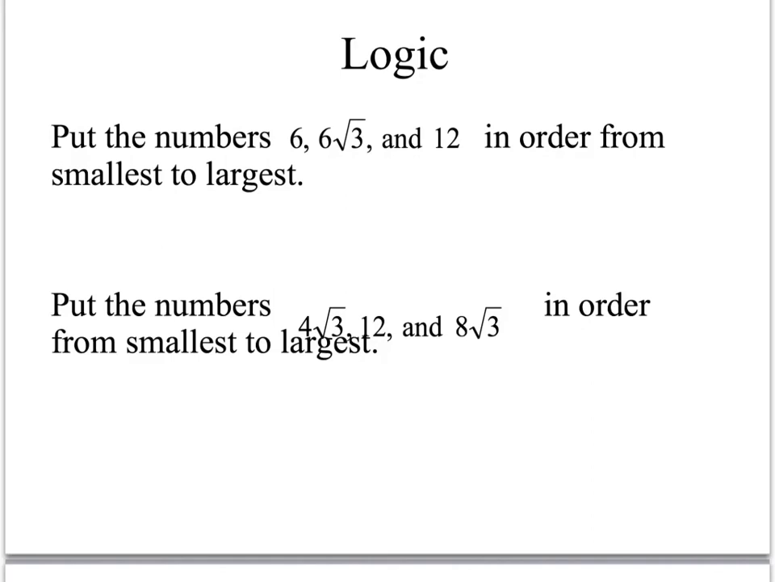The next slide is called logic. It says put the numbers 6, 6 root 3, and 12 in order from smallest to largest. And if we use logic, we can say 6 is the same as 6 root 1, because the square root of 1 is 1. 6 times 1 is 6. And then the second number is, of course, 6 root 3. Can't be simplified. We'll leave that alone. And then the next number, 12, this is where you really have to pay attention. 6 root 4 is the same as 12. How did I know that? Because the square root of 4 is 2. 6 times 2 is, in fact, 12.